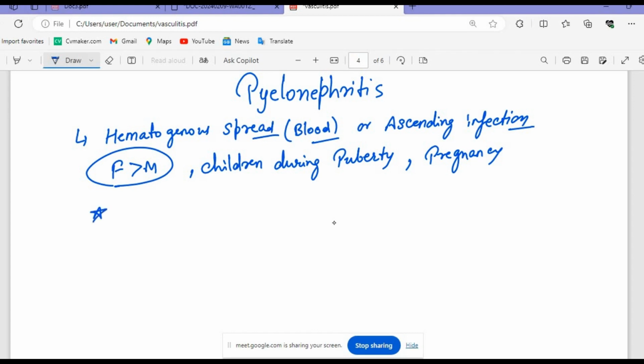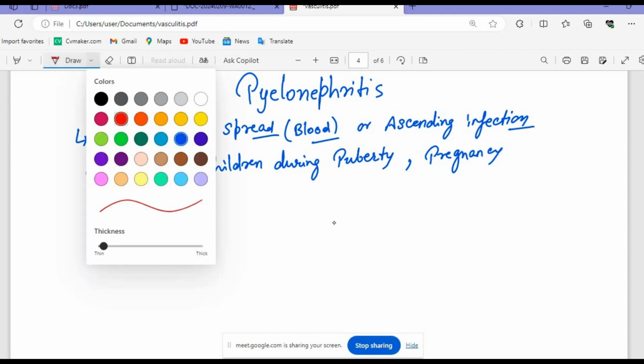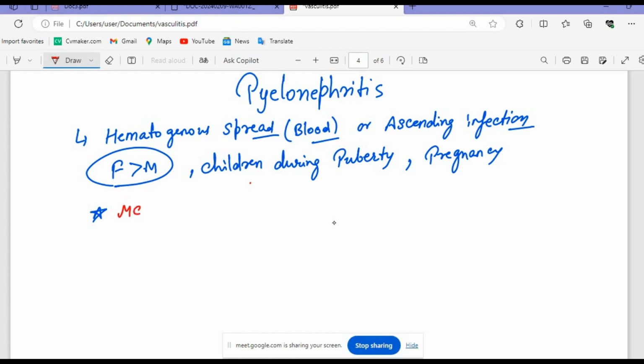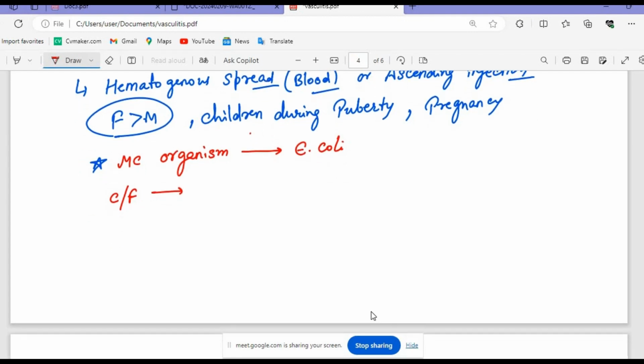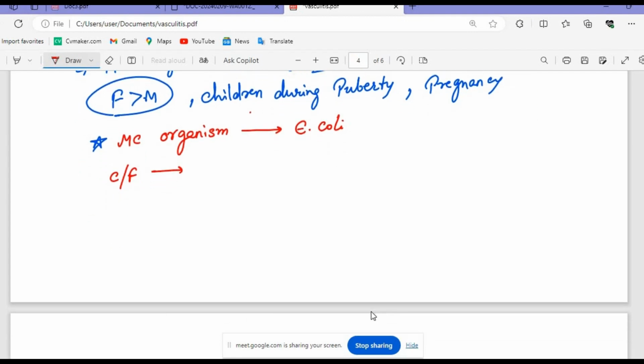Which is the most common organism that causes pyelonephritis? That is E. coli. The clinical features we see in this patient are loin pain. What is the loin region?